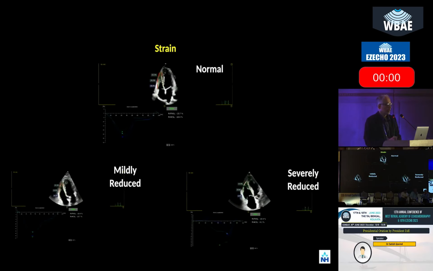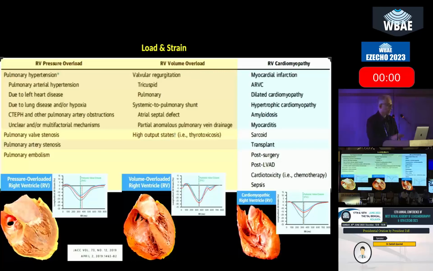Now, when it comes to looking at the strain itself, you have the normal strain, and then you have the mildly reduced, and then you have the severely reduced. Again, it's not just numbers over there. You start looking at the tracings, and then also you can look at the peak points. You can see that in the last one, severely reduced, the peaking of the strain occurs at different time points. So that's also very important. You're looking at not just what the absolute number is, you're looking at the curves itself, the shape, and then also the time points where it peaks.